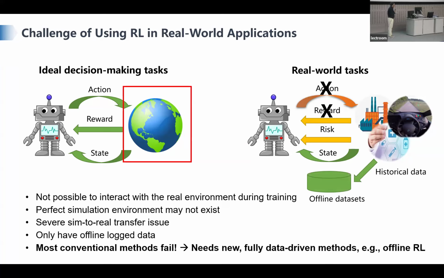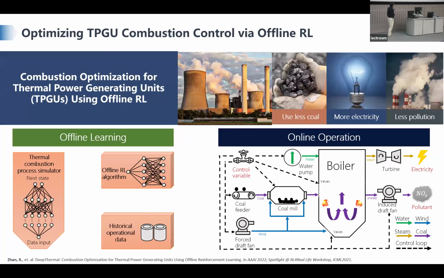Because especially we do not have any kind of simulation. But one thing we do have is some of the offline data set from the historical operation process of these real world systems. So that is something we can leverage to optimize the policy to do the control and the optimization. But this requires some new type of RL, for example, offline RL, to solve this problem. That is exactly what we do when we solve this problem.